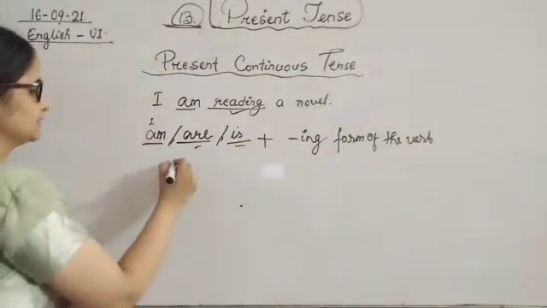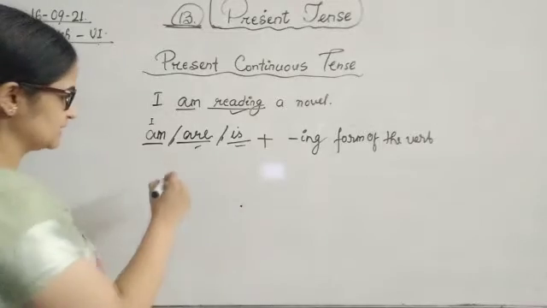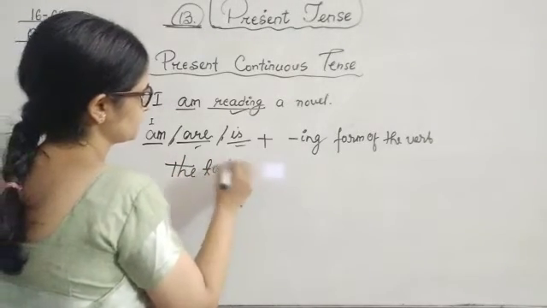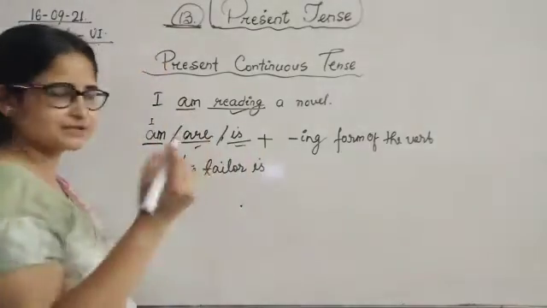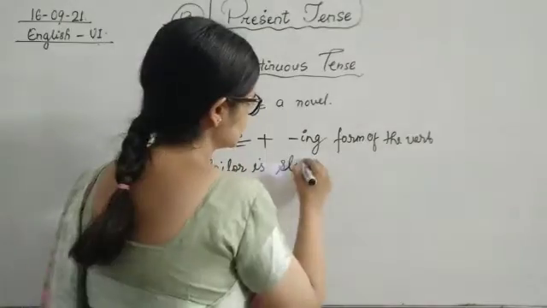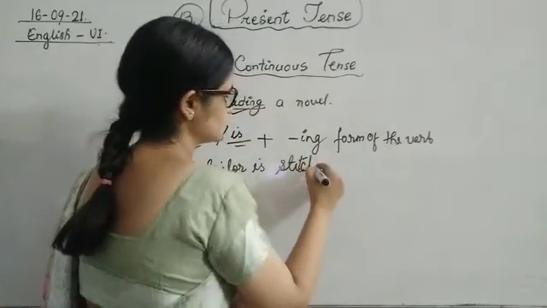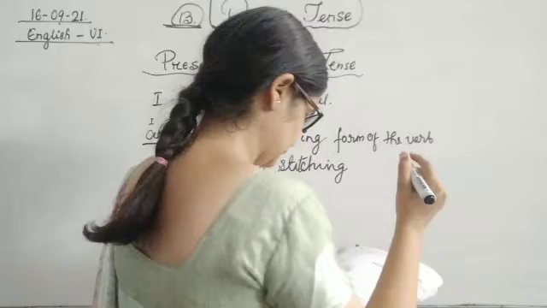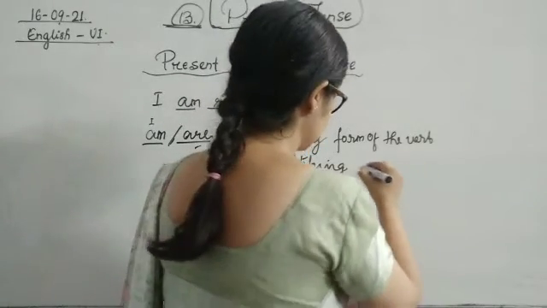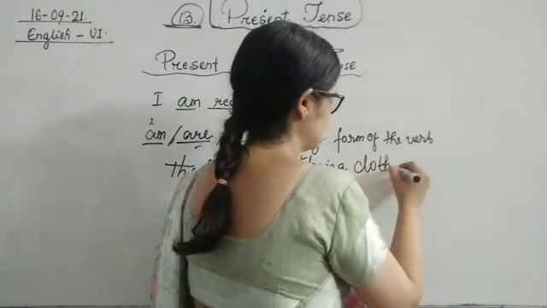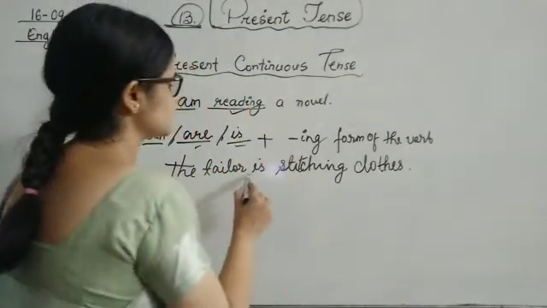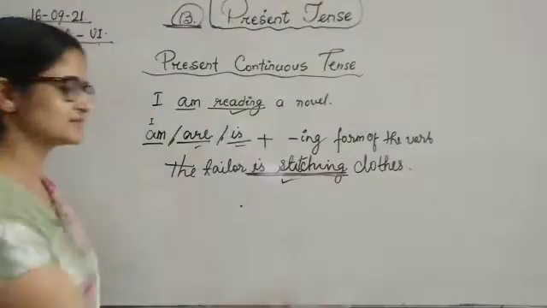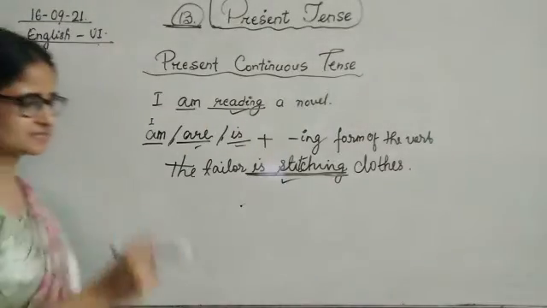So like here, see the tailor. Tailor is singular. The tailor is, now stitch is a verb, so stitch ing, stitching. The tailor is stitching clothes. So see, here is stitching will be our present continuous tense. It is telling that this sentence is in present continuous tense.